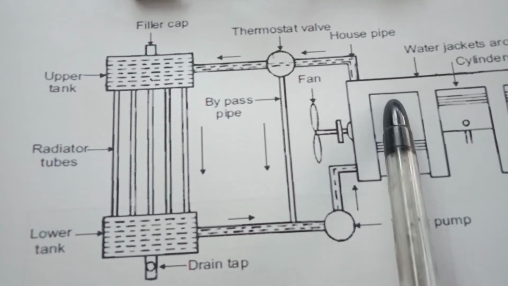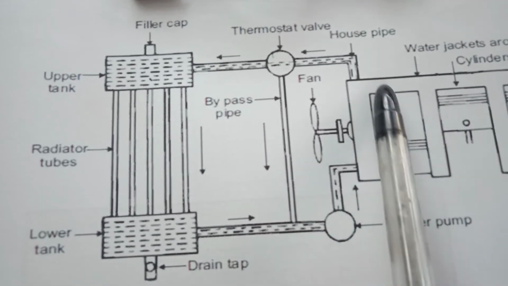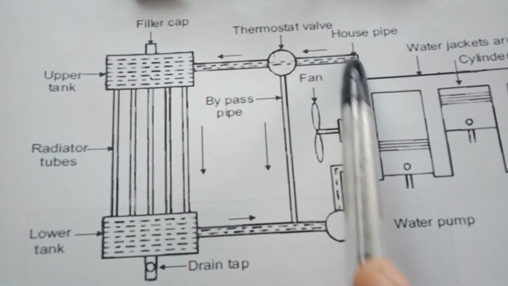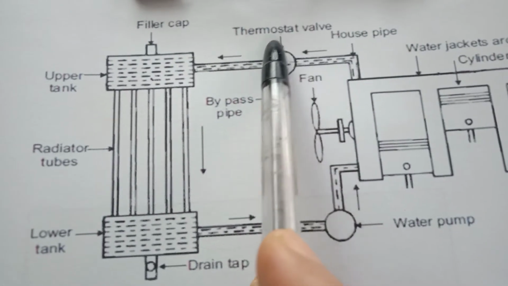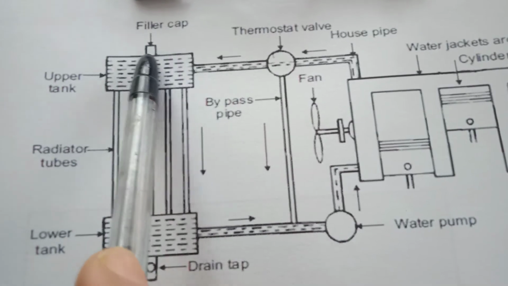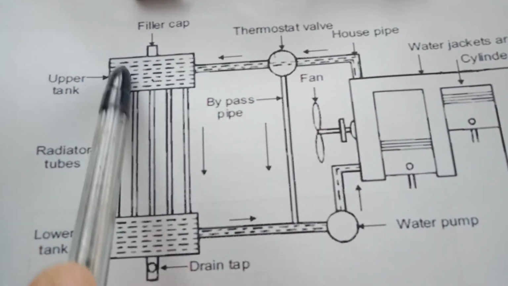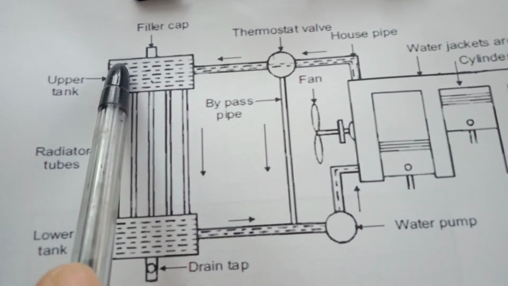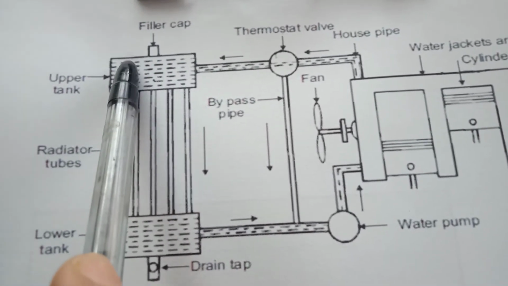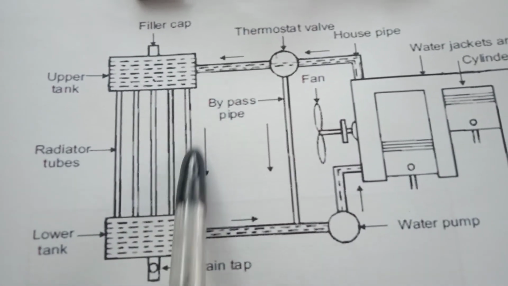Okay, the heat is absorbed by this water by the convection process, and the heated water is transferred to the outlet hose pipe through the thermostat, and then to the upper tank of the radiator. In the upper tank of the radiator, there is heated water present, and this water comes down through these small tubes like this.